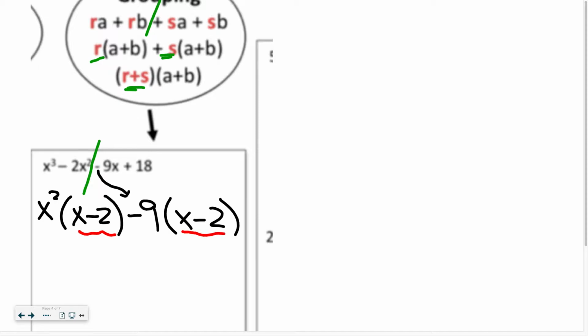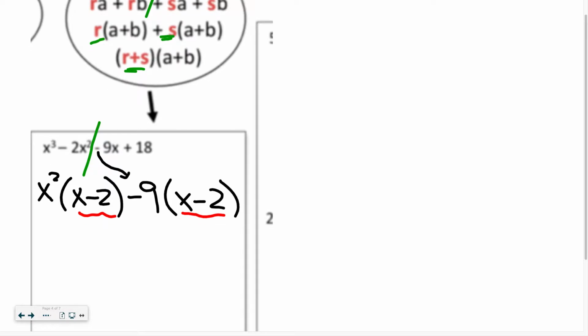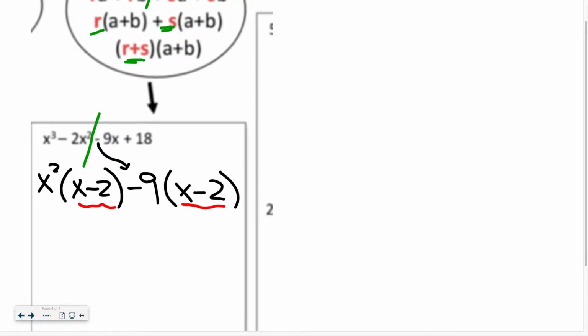Do you see these two groups of parentheses are exactly alike? x minus 2 and x minus 2. That has to be true for it to factor by grouping. If those two things are not exactly alike, like one was x plus 2 and one was x minus 2, you would say not factorable. So in order for it to factor, they have to be exactly the same.